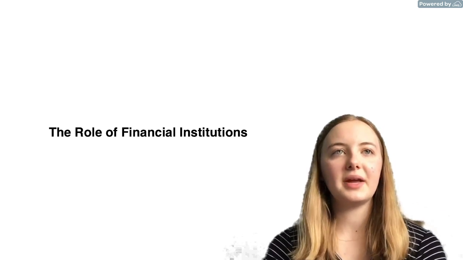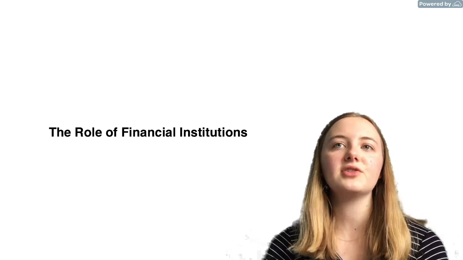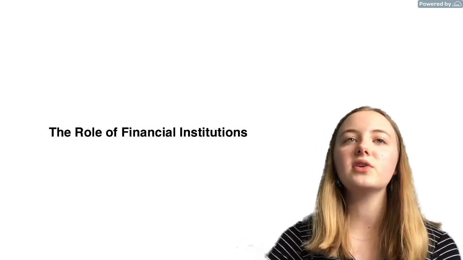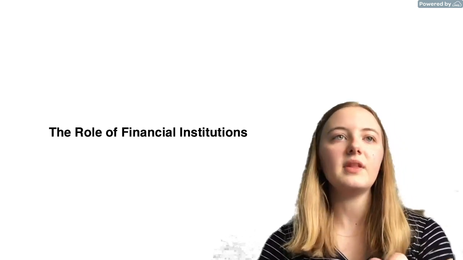By making loans to many different borrowers at once, financial institutions can provide savers with financial instruments that are both more liquid and less risky than the individual stocks and bonds that they would purchase directly in financial markets.